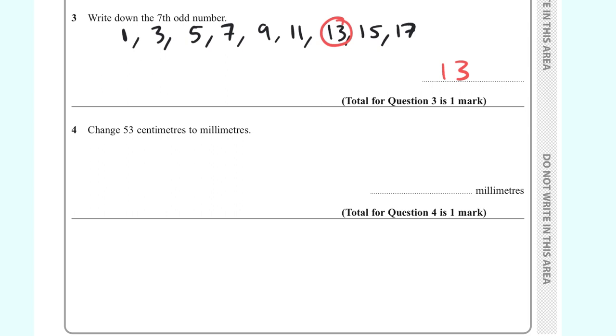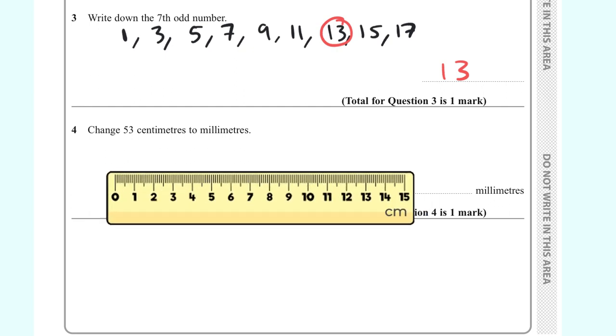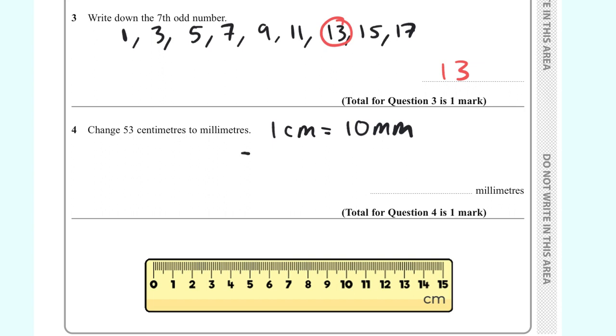Centimeters to millimeters, some conversions now. All you need to know are your conversions. I would get your ruler out that you should have anyway, because that'll help you. I've just popped one on the screen to help us. If I was in the exam, I have my ruler. Millimeters are the tiny little lines, and centimeters are these ones. So in 1 centimeter, there are 10 of these little lines. 10 millimeters. Okay, so we've got 53 centimeters.